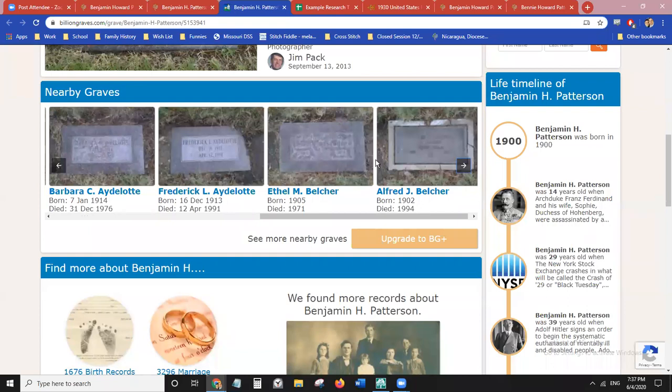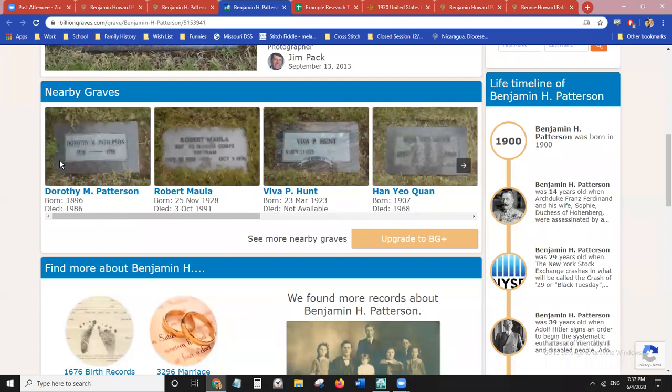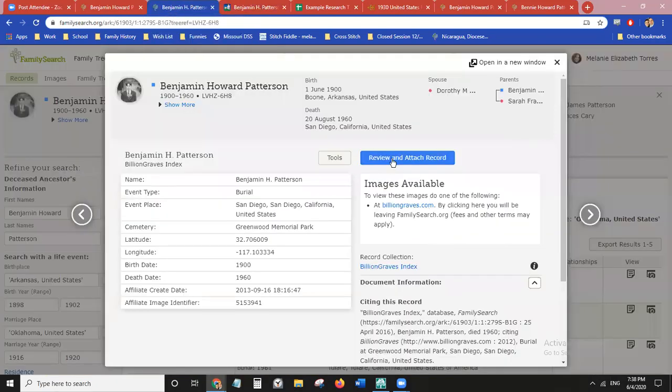You can kind of take a look at the people around, and this is going back to that fan theory I was telling you when we were talking about censuses. Check out your friends, associates, and neighbors, who's nearby. We know that Dorothy M is nearby, so that looks like that's his wife. Looks like she died in 1986, so she had a nice long life. So that's something to pay attention to. So you know that there's some people nearby that also help confirm that this is our guy. So I'm going to go ahead and attach that.